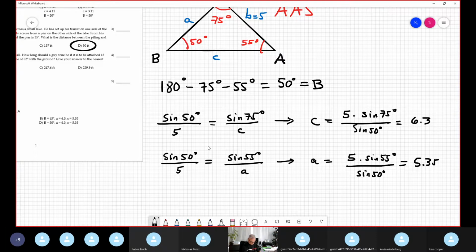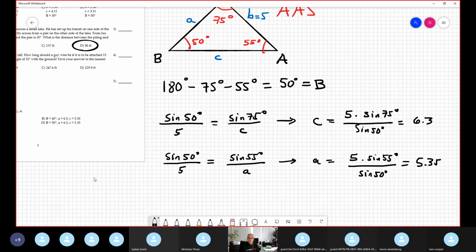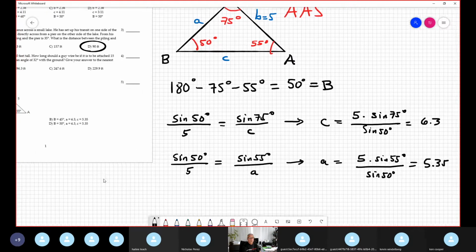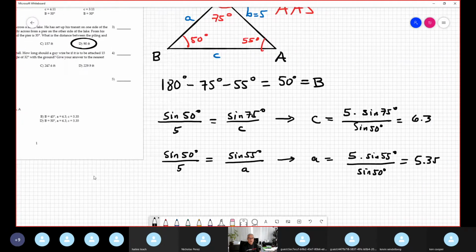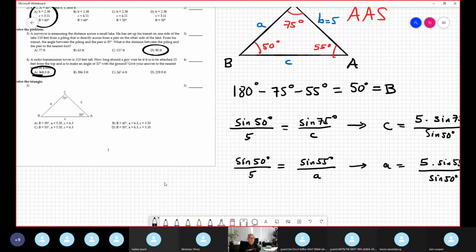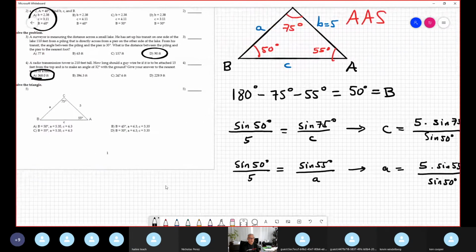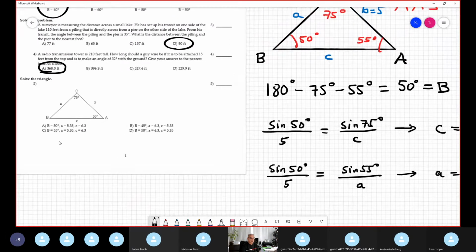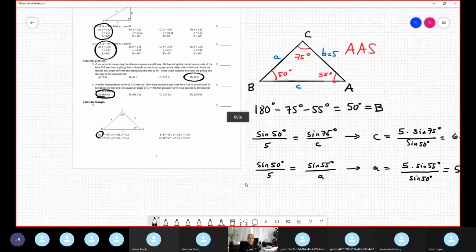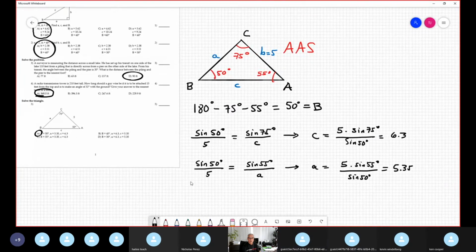Okay, this is 5.35, 6.3, and the angle is 50. Well, let me see, C is 6.3, 50, and 5.35, that is option A, no? Let me know if I make a mistake, guys. Option A is okay? Yeah, it's okay. Do you understand that problem very well? Yeah, that one was clear.